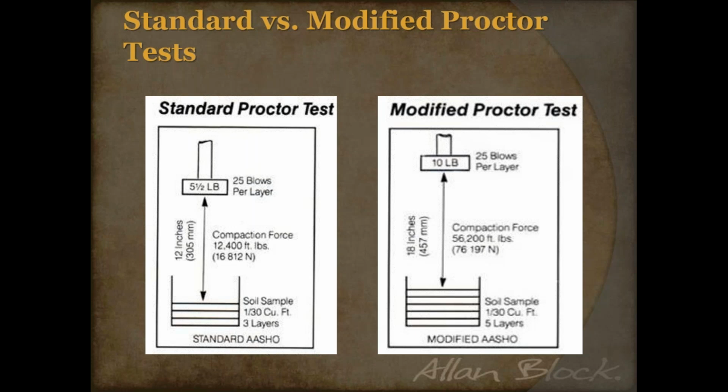But then the modified was developed because the Corps of Engineers were having problems with rutting on airfields and stuff like that, and needed a test that was a little bit more robust. And the modified has another ASTM standard, 1557. So both of these are well documented.